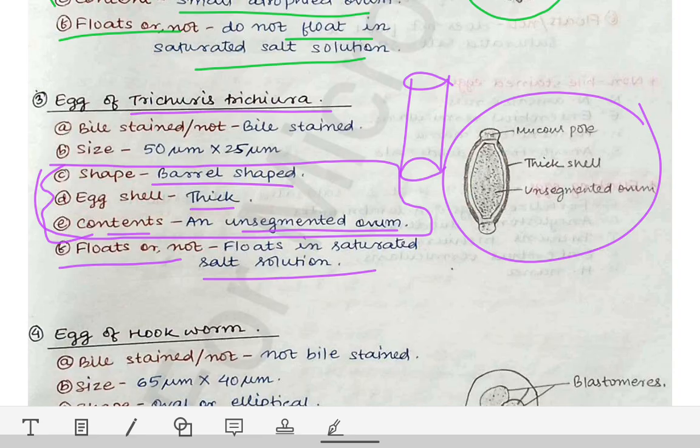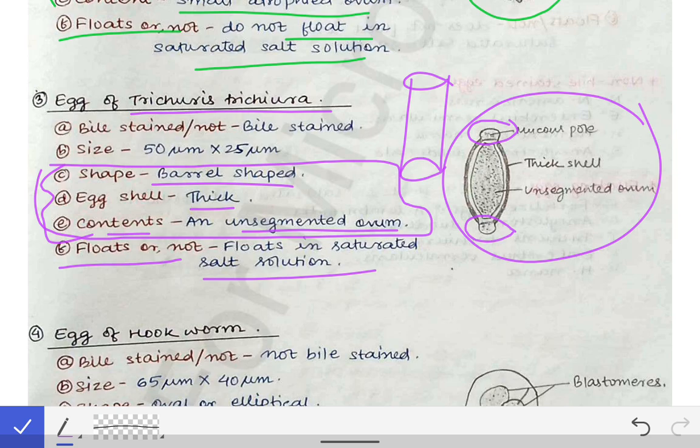One thing to note: if someone asks you how you are going to identify whether it is an egg of Trichuris trichiura or not, you should tell the examiner that one most important point to identify Trichuris trichiura is that two mucus plugs will be present in the egg of Trichuris trichiura. T4 Trichuris, T4 2. So two mucus plugs will be present at the two poles of the egg. See here, here is one mucus plug, and here is the second mucus plug.